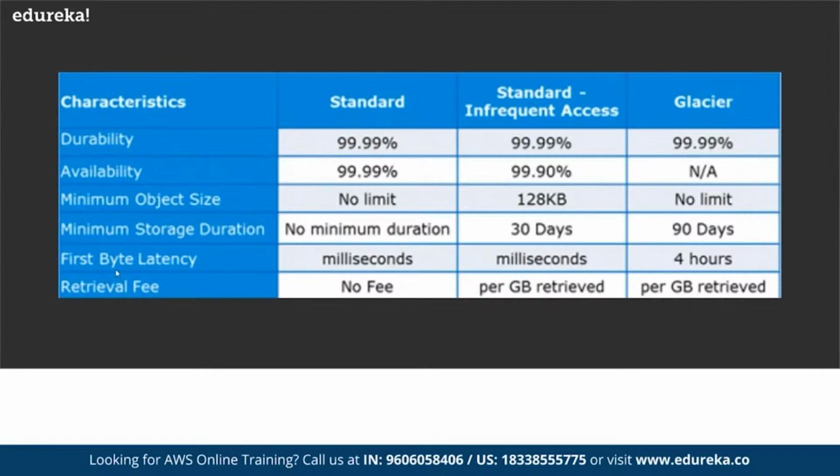And again, first byte latency, that means in case we are trying to retrieve the files, it can be fetched in milliseconds, right? In infrequent and standard, but in Glacier, it is at least 4 hours, right? And there is no retrieval fee for standard, but there is a retrieval fee per GB for infrequent and for Glacier. All right. Now let's discuss buckets and objects, right?